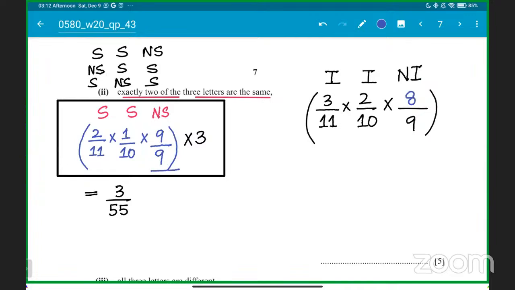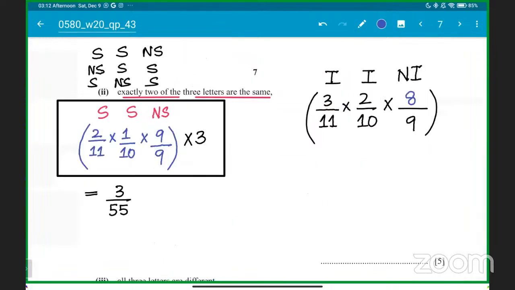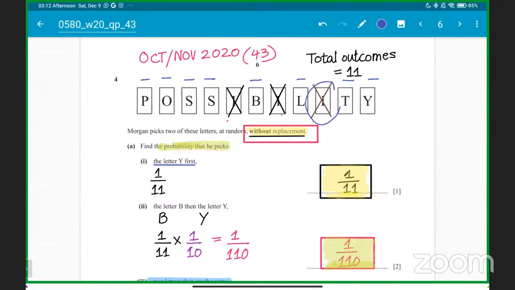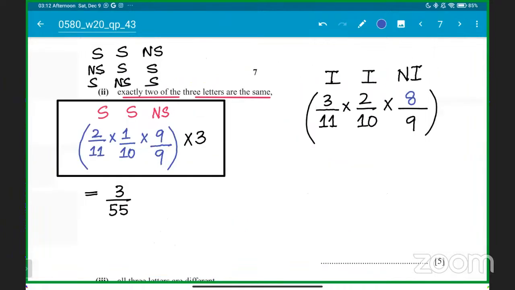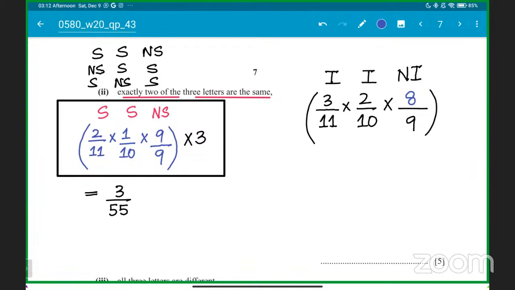Here it was 9 over 9, students, because there was no other S, there were only 2 S's, so there was no third S; we had to take something else as the third. Are you getting it? In the first case there were only 2 S's, there was no third S, so all options were possible. But when we're talking about I, we still have 1 I left, which we can't take because the third letter cannot be the same. So we are going to take any of P, O, S, L, T, Y, or B. That's why it's 8 over 9. Very important to understand. That's why I've done it in a different color, 8 over 9.